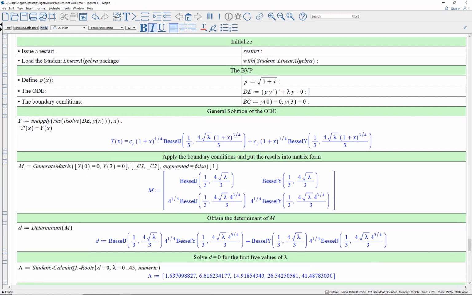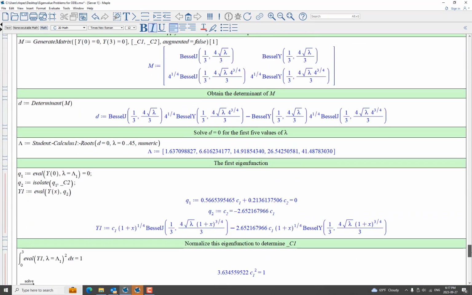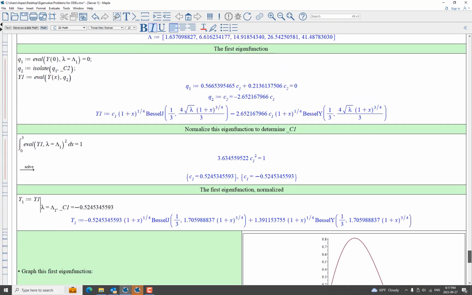Apply the roots command from Student Calculus 1. D is the expression, so D equals 0 is what I'm solving. And I want lambda to go from 0 to 45, which I found out by experiment gives me the first 5 eigenvalues. Well, now that we have eigenvalues, let's see if we can get at least the first eigenfunction.